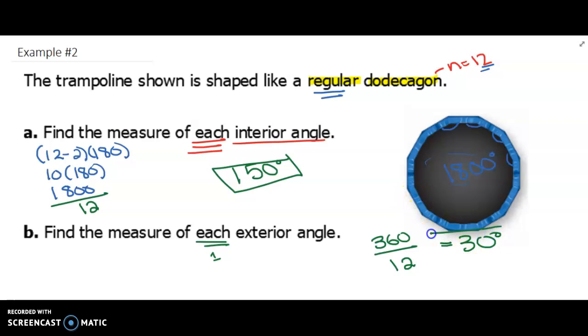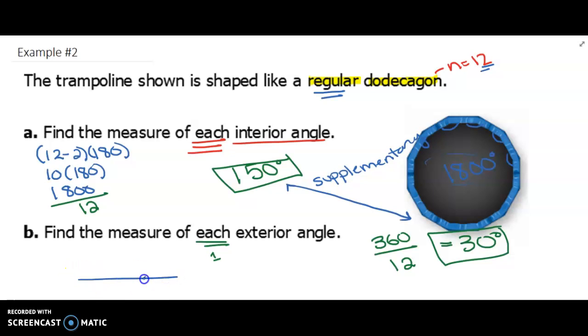Now notice when I compare the interior and the exterior, these are supplementary. They always will be supplementary. Now think of it, if you have a figure here that goes all the way around, here's the interior angle, here's the exterior angle. These are always a linear pair. So interior and exterior at the same angle will always be supplementary.